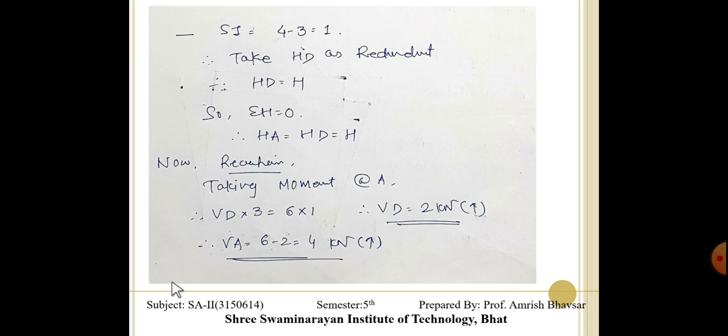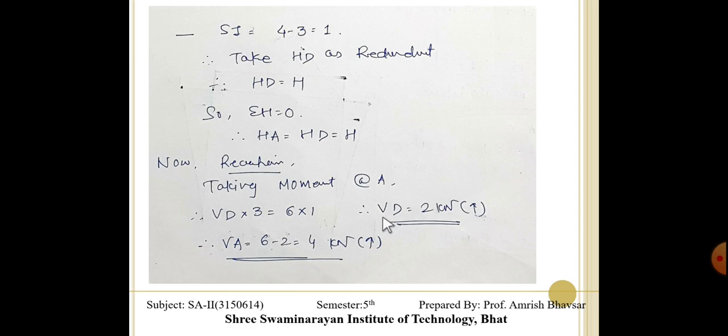In the previous problem we have solved the number of frames, so from that we can calculate these two reactions. Taking moment at A, VD into 3 is equal to 6 into 1, that's why VD is equal to 2 kilonewton and VA is equal to 4 kilonewton.